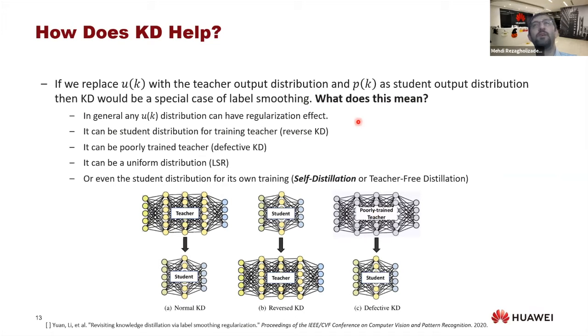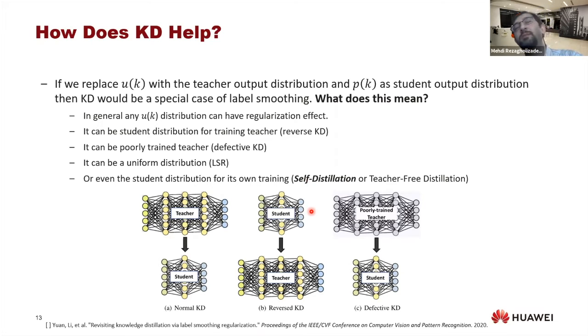Because of this regularization effect, we would be able to answer some of the unintuitive observations that we saw in this paper. If KD is a regularizer, then we can expect that even a student can have some regularization effect in training the teacher. So we can explain why reverse KD can work, or why even a poorly trained teacher can still be a good regularizer for the student. It won't be worse than the uniform distribution that we have in label smoothing. And the same thing goes for student prediction.